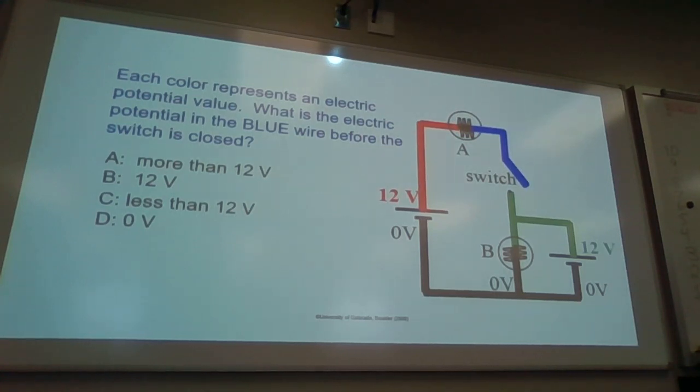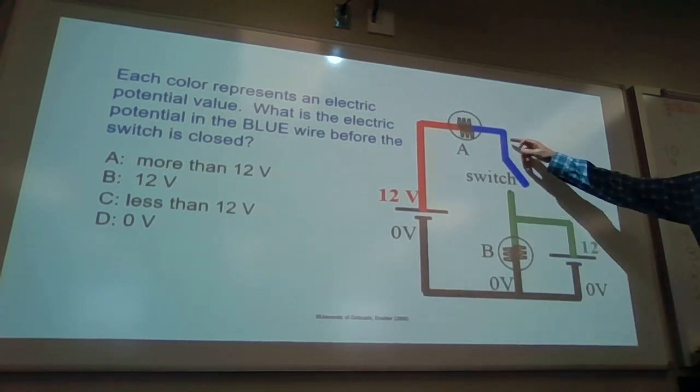Okay, so tell your neighbor what you think. Yeah, there's no current, so there's no voltage drop. There's no voltage drop across that. I'm assuming the blue wire is the one with the switch, considering how it's the one that's not labeled. It would be really stupid if they were asking us the electric potential on one where the electric potential is labeled. Okay. We're going to assume it's open. This is the blue.